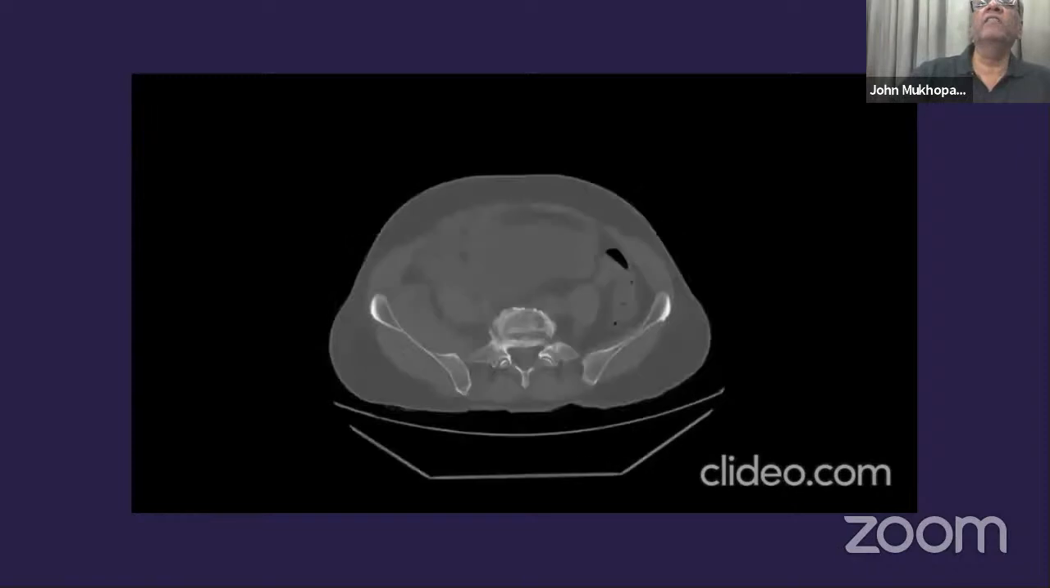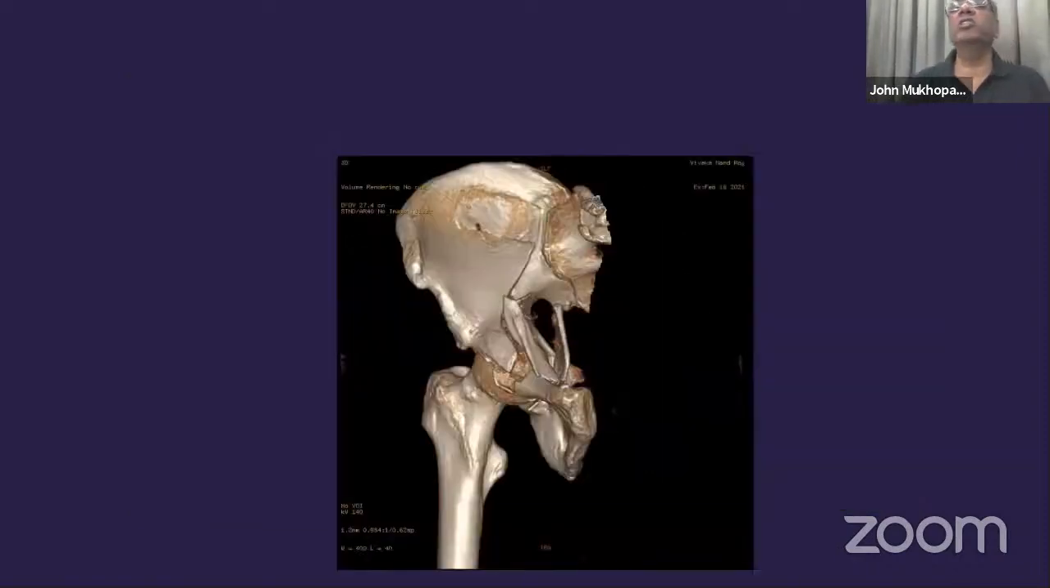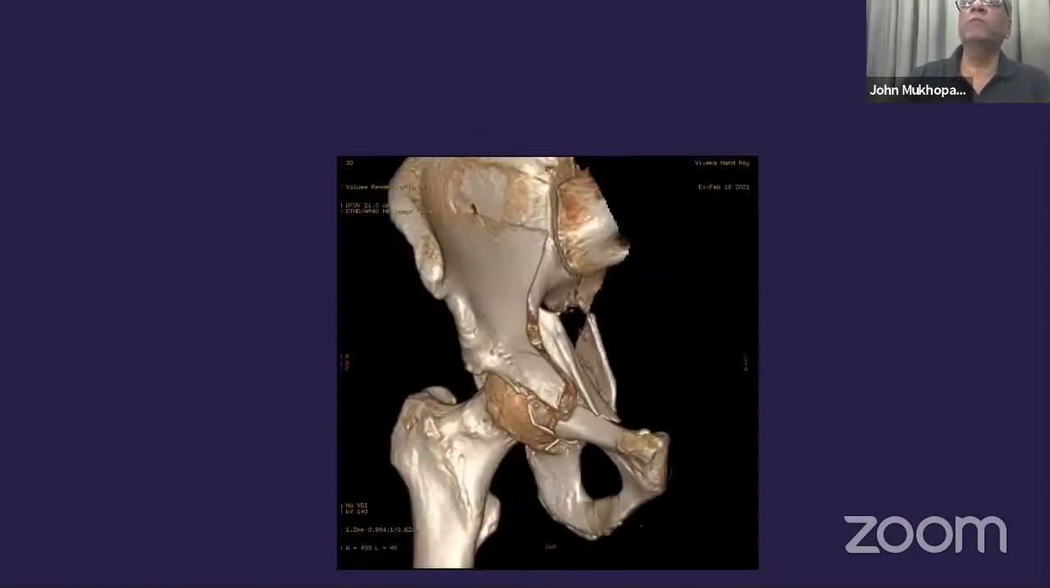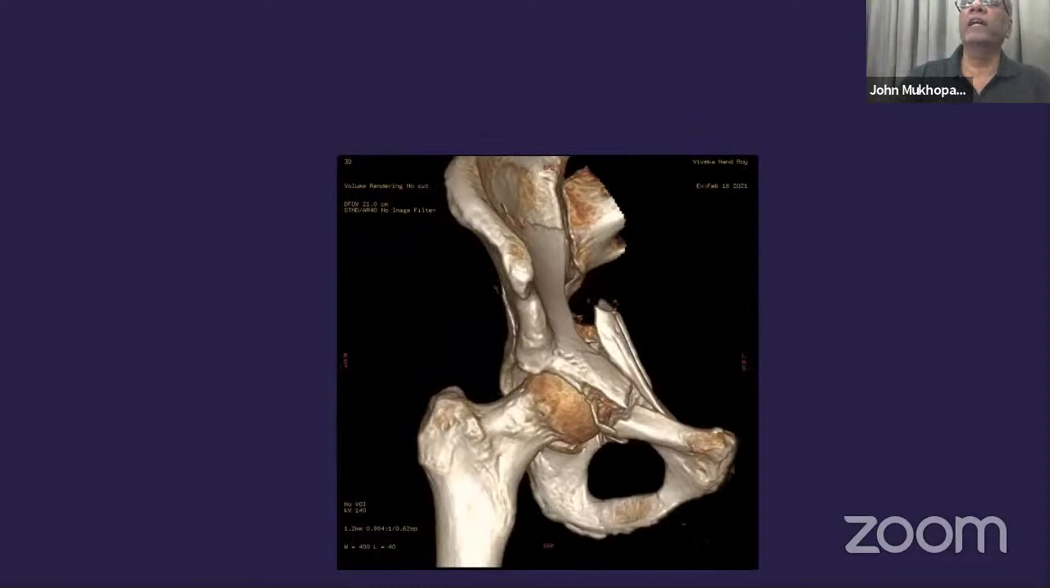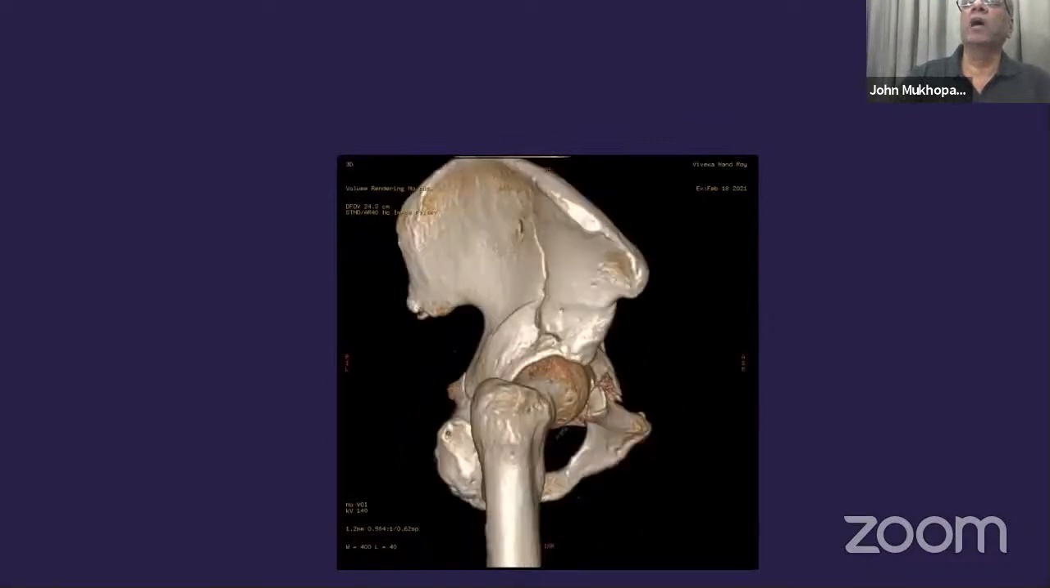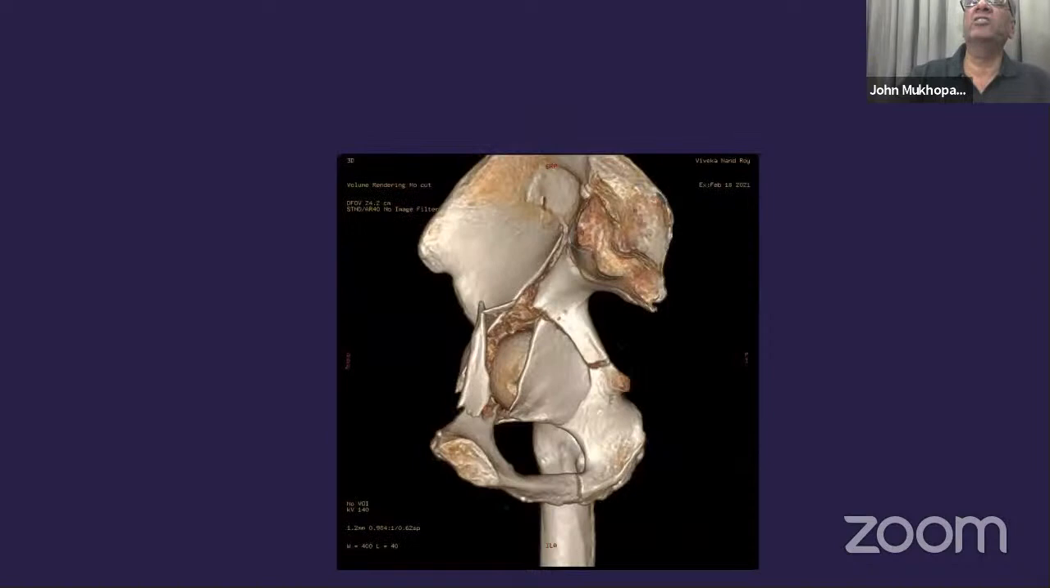And finally, you have the 3D reconstructions, which today are fairly nice to look at. They give you a very good idea of the overall fracture position, the fracture line. So you can spin this around and look at it in different directions to actually see the entire fracture line.